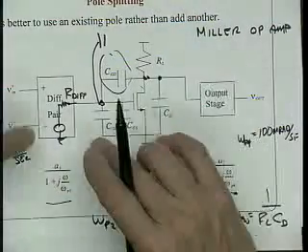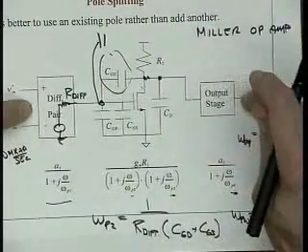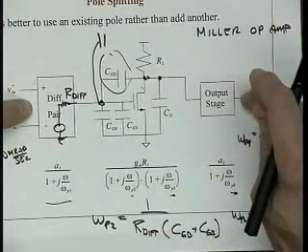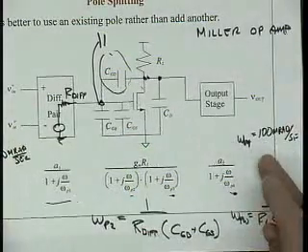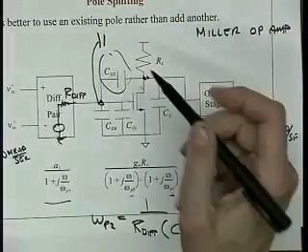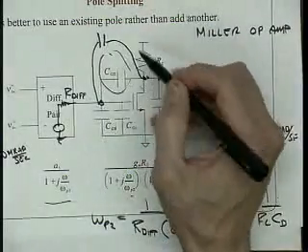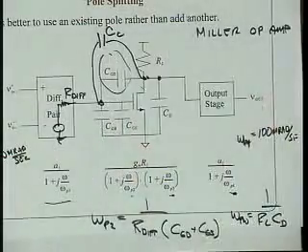I don't know where these poles are coming from. Maybe this is the input pole of the differential pair. This is some pole associated with the output of the output stage, okay? So these are two poles here. I'm not changing those poles right now. What I'm changing is the two interior poles. If I add a compensation capacitor right here, okay?